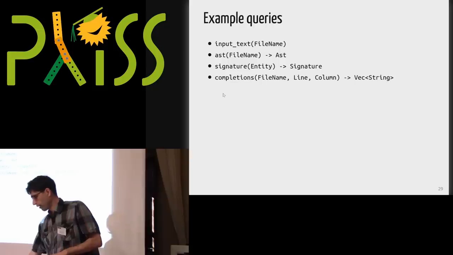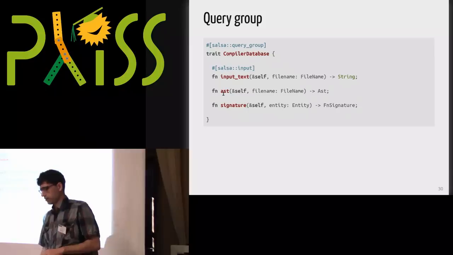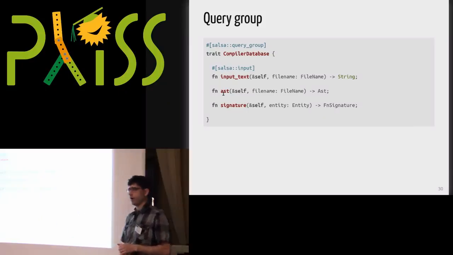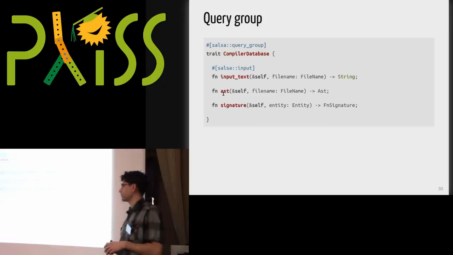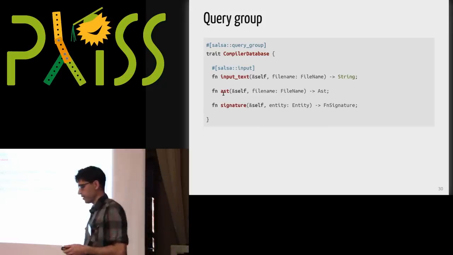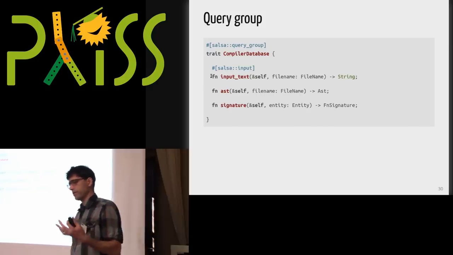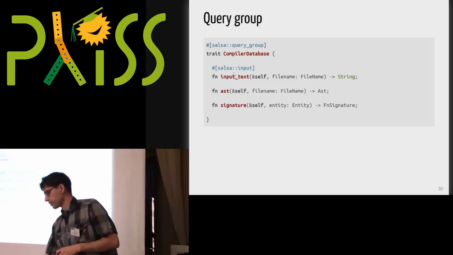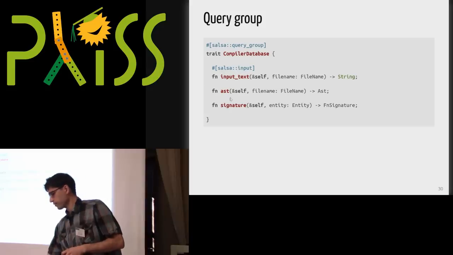They kind of run the whole range. And the way that we declare them, you wind up structuring your program into these sort of groups of queries. So basically, you can think of it as a kind of interface, right? You're declaring that the database of data is going to have these range of operations. And some of them are inputs. These are the things you can explicitly set. And the rest are derived.